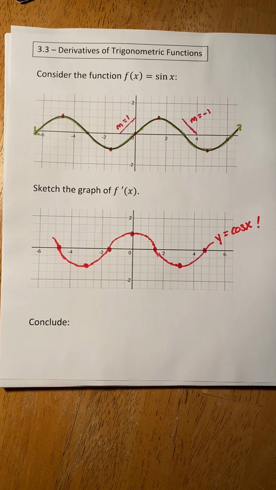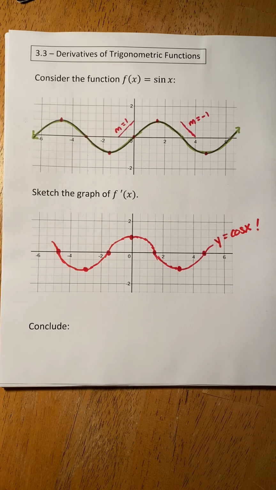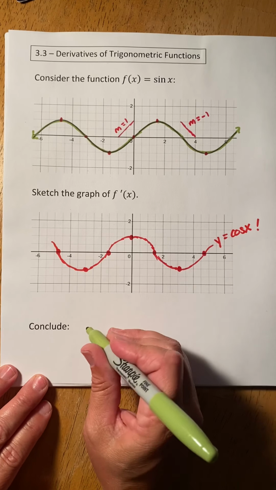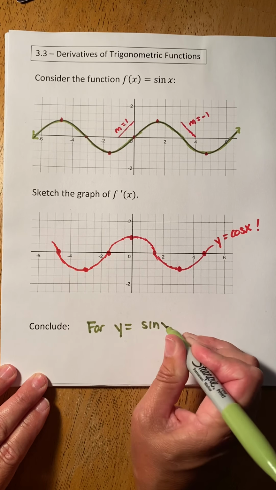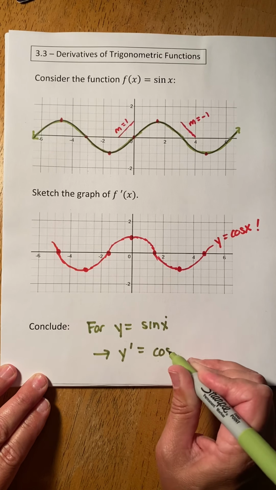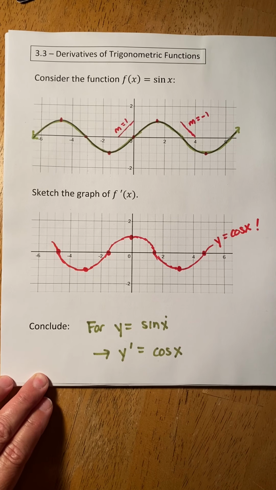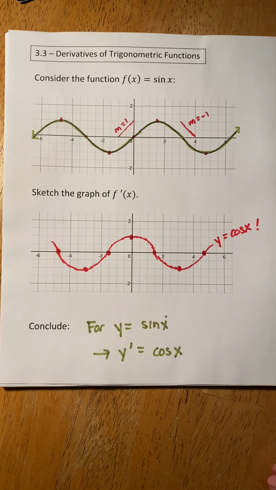So that being said, we can conclude that the derivative of the sine curve is the cosine curve. For y equals the sine of x, the derivative is the cosine of x. For the proof of this, using the limit definition of the derivative, that's left to the reader. It's in your textbook.